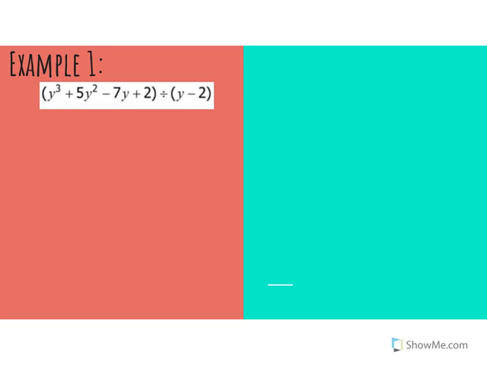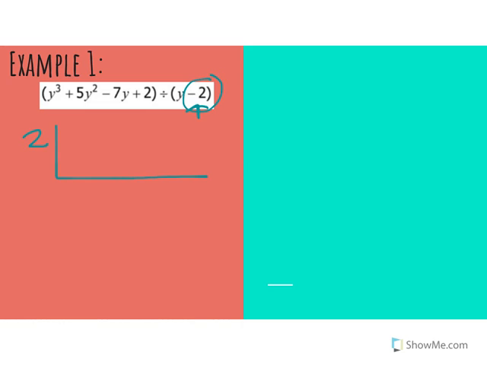So our example is y to the third plus 5y squared minus 7y plus 2 divided by y minus 2. So we are going to use this key point right here. The 2, usually if we're using long division, we would set up our y minus 2 as our divisor, and then the y^3 plus 5y squared minus 7y plus 2 as our dividend. So in synthetic division, you always use the opposite sign of that constant. So y minus 2 is actually going to be a positive 2. We're going to draw this little line that looks like this.